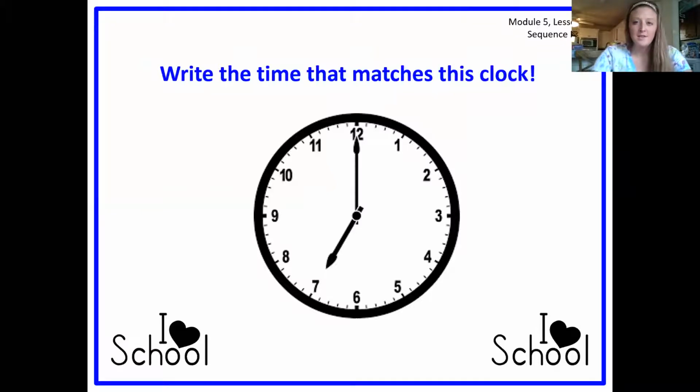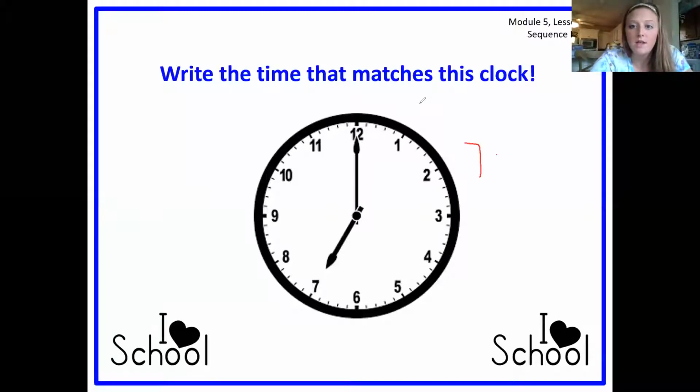Right, I see it is a 7 for the short hand, and the minute hand's up top. It is 7 o'clock because I don't have any minutes to count. Very good. Let's see if we can do another one.